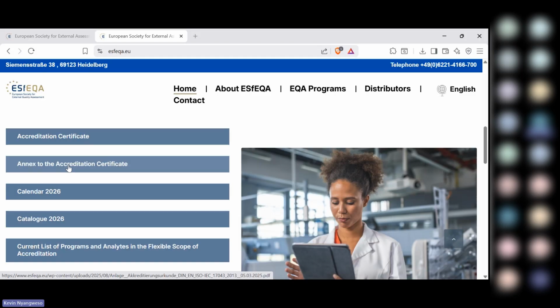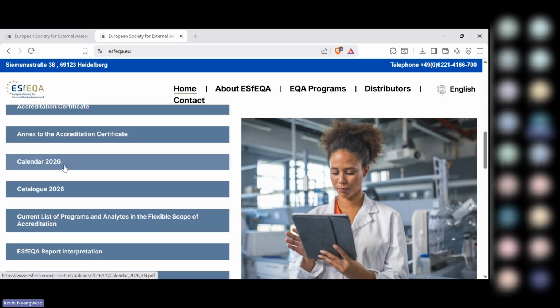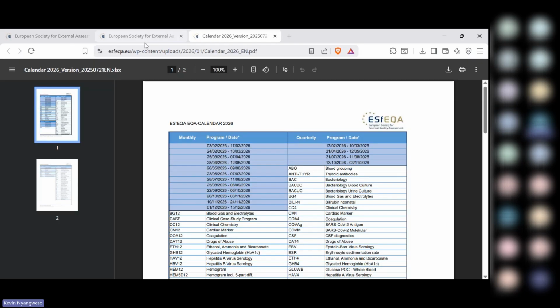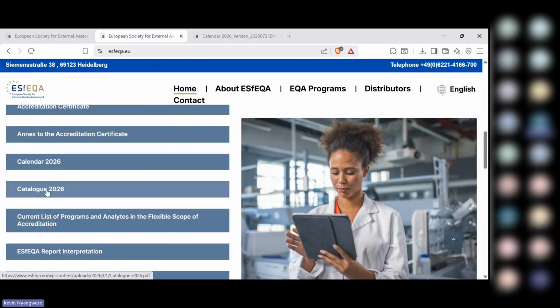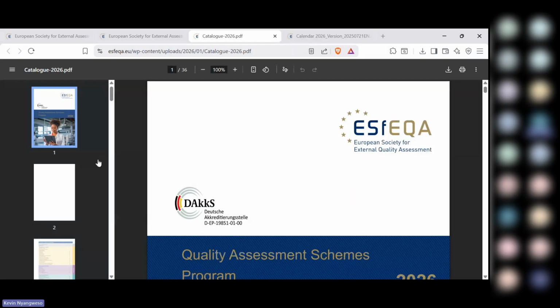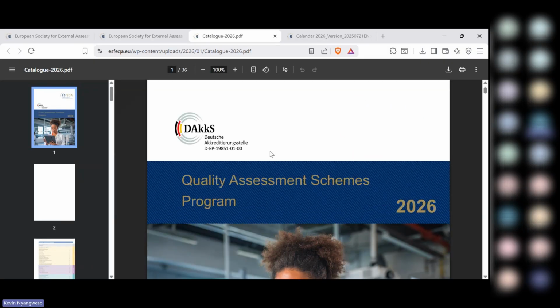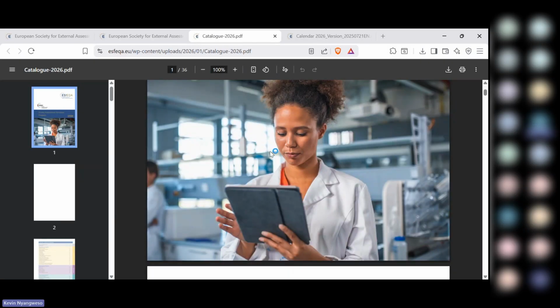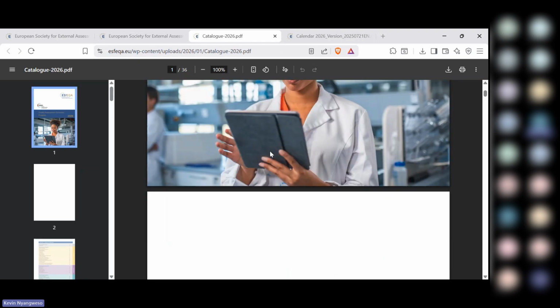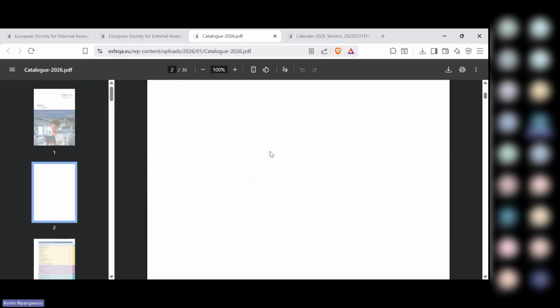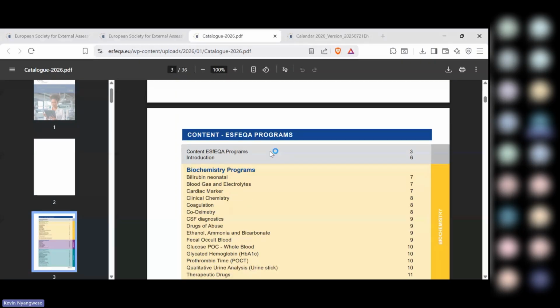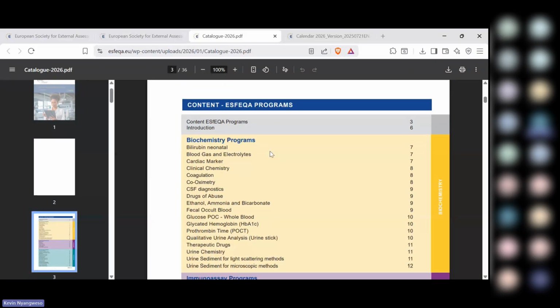which panels or analytes we are accredited to offer in our EQA programs. It will also take you to our calendar of EQA so that you can know when each program starts. Most importantly, I wanted to highlight the EQA catalog. If you're wondering which programs we have and which we do not, some other providers could be having limited programs, but for us, we have end-to-end EQA programs for laboratories.